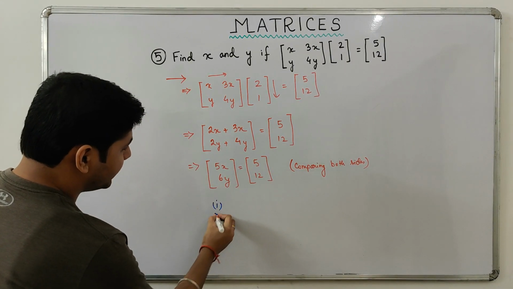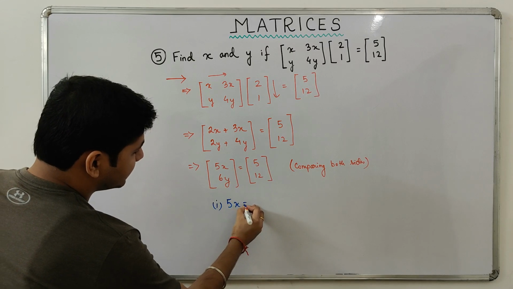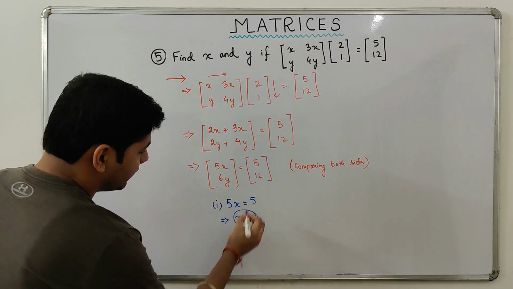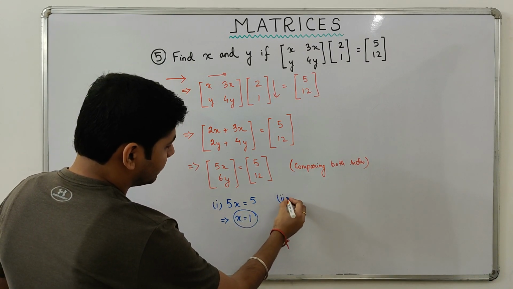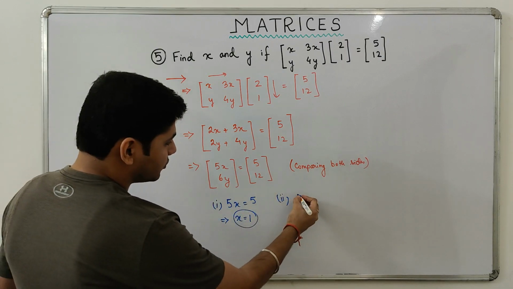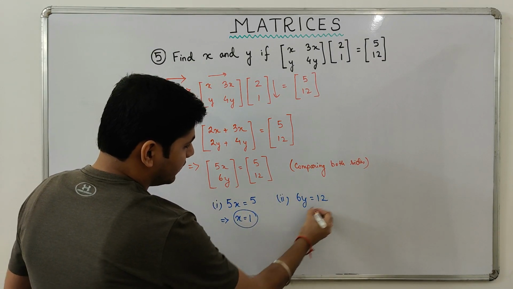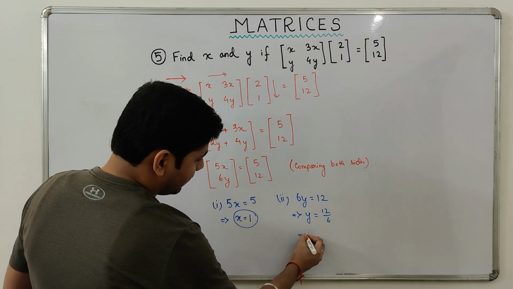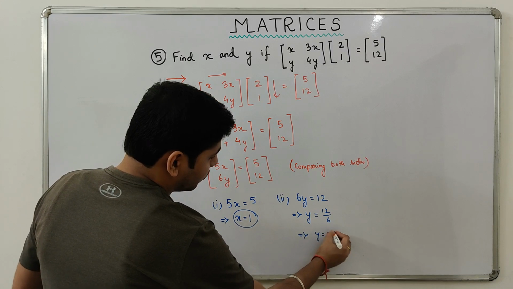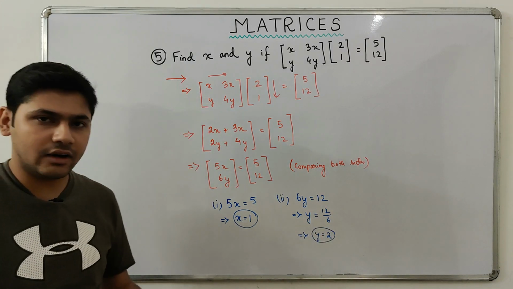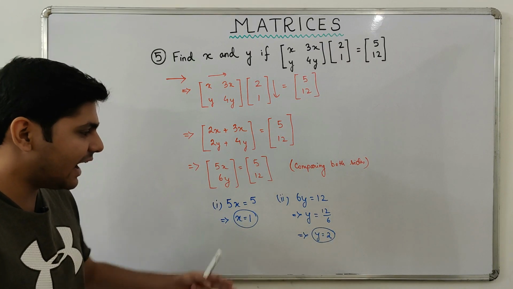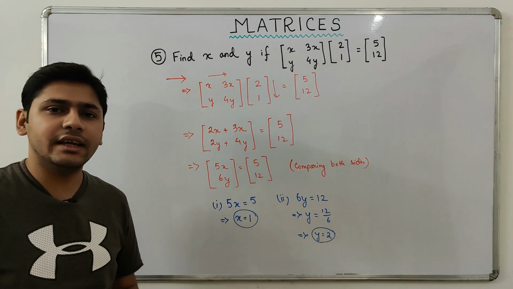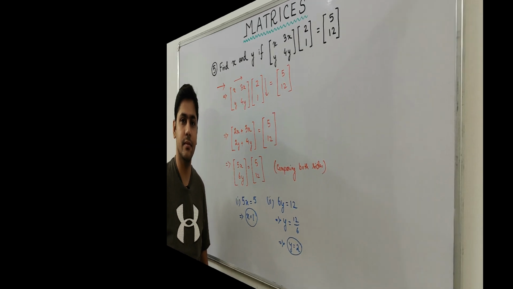The first one will be 5x is equal to 5, so we will get x is equal to 1. The second one, 6y is equal to 12, so we will get y is equal to 12 by 6, so y is equal to 2. So we get the values of x and y, that is x is equal to 1 and y is equal to 2. Simple. Now we'll move on to the next sum.